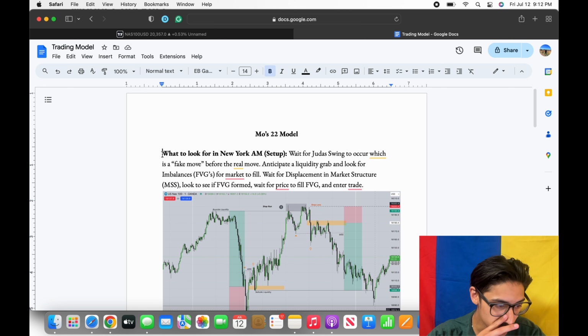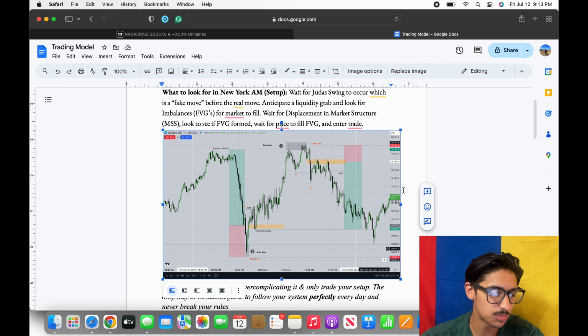So what I look for in the New York AM, this is my model right here. Wait for Judas swing to occur, which is a fake move before the real move. Anticipate a liquidity grab and look for imbalances, fair value gaps for market to fill. Wait for displacement of market structure, a market structure shift. Look to see if a fair value gap formed. Wait for price to fill the fair value gap and enter the trade.